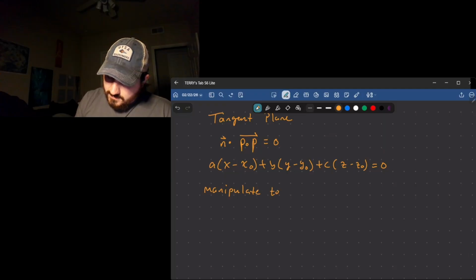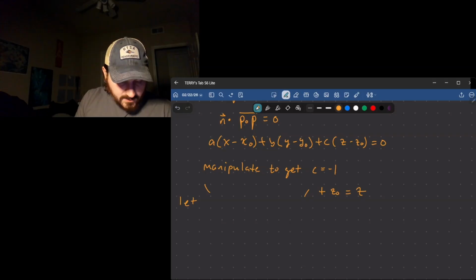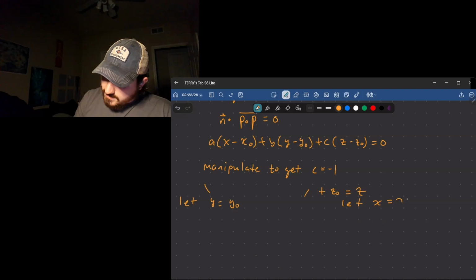To get c equal to -1, okay? And then once you do that, all of the stuff in front is going to be the same, but you're going to get plus z sub 0 equals z. But then the next thing you're going to do is you're going to do two things separately. You're going to let y equal y0, and then you're also going to let x equal x0 separately from this manipulated equation. So then that'll give you something like a equals partial derivative of f of x, where x sub 0 and y sub 0, right?